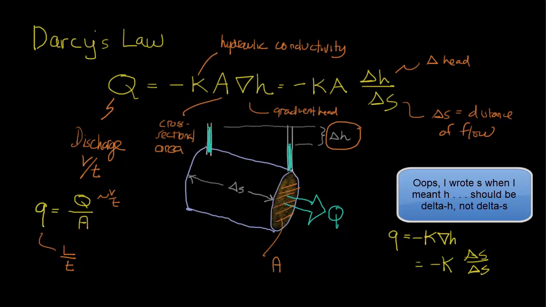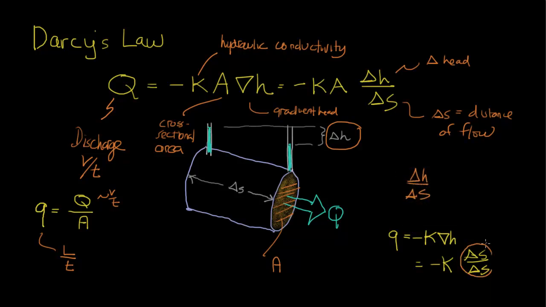Since the hydraulic gradient, you might remember, is a ratio of two changes in length, this thing is dimensionless. That means that k and q will have the same dimensions, right? Both k and q, specific discharge, have the dimensions of length per time. They are commonly described as either feet per day, which is the most common unit, or meters per day if we want to use the metric system.